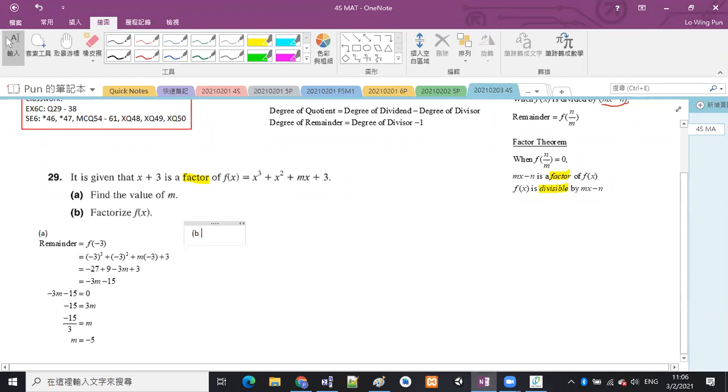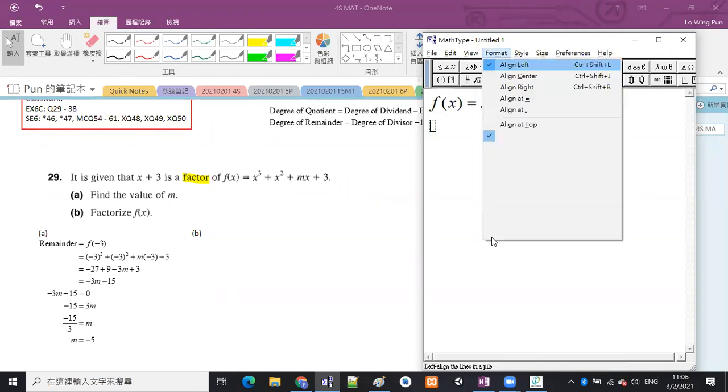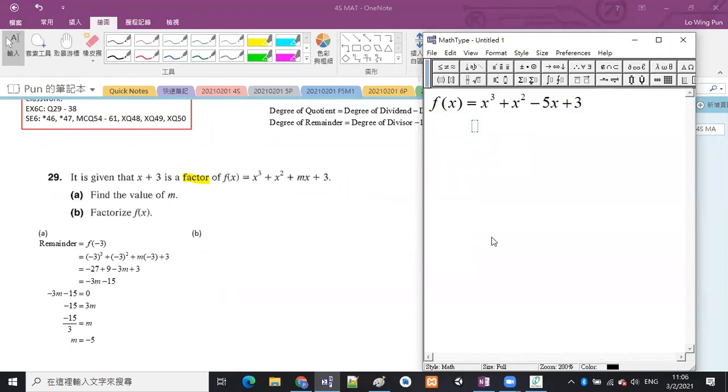Okay, the calculation steps. And then part B, we need to factorize f(x). So we just write down the complete information of f(x) first. So f(x) is equal to x cubed plus x squared minus 5x plus 3. And in part A, okay, it's not in part A. From the question, it is already given the first factor.